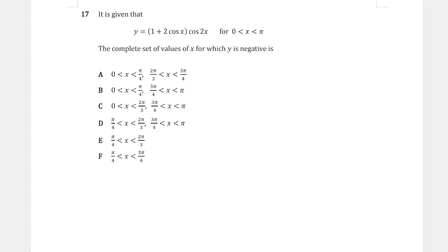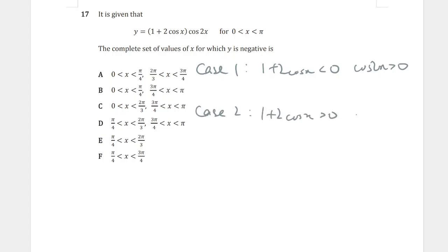So, y is made of two parts, the multiplication of two things. If y needs to be negative, what needs to happen? So either case one is that the first guy is negative, then the second guy needs to be positive. Case 2 is, if the first guy is positive, then the second guy needs to be negative, because you multiply to get a negative number. So these are the only possible scenarios. Good. Okay, so let's take care of case 1.